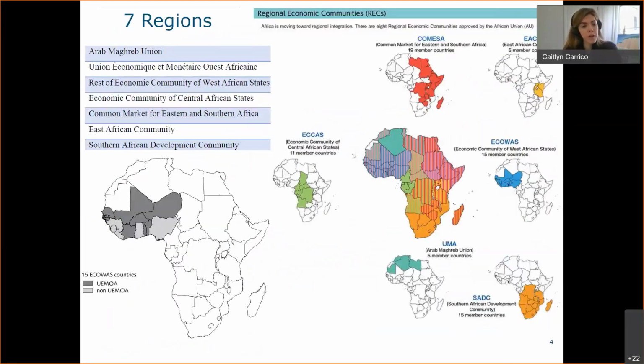Now, we are looking at 7 different regions. So we're looking at COMESA, EAC, ECCAS, ECOWAS, UMA, and the SADC. And we also additionally break out the West African Economic and Monetary Union. This map here shows the distinction there. And we'll talk a little bit about why.